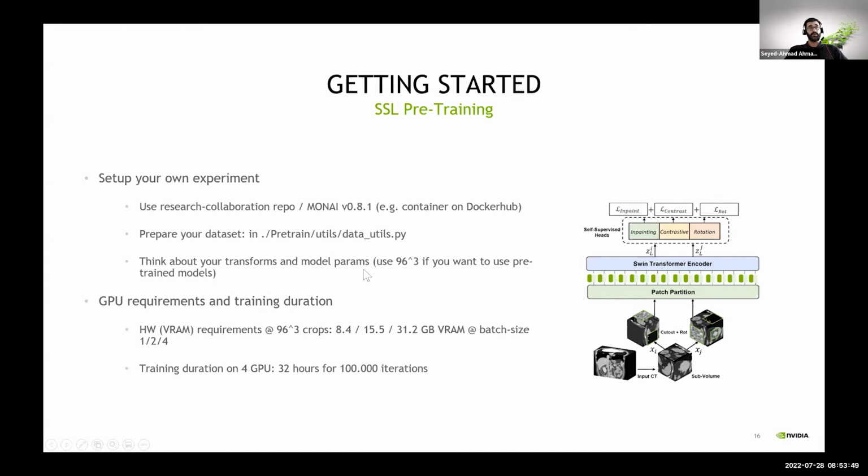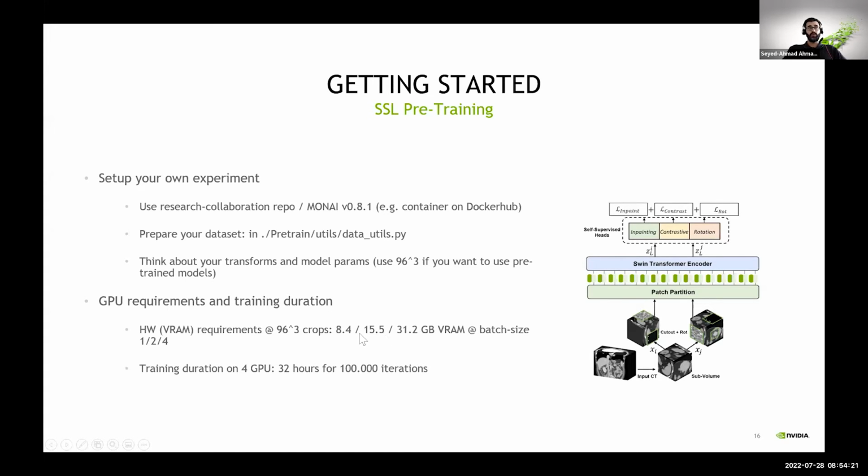Think about your transforms and model parameters. Again, use 96 cubic if you want to later use the pre-trained models, or if you want to be in alignment with the paper. A few notes about GPU requirements. I tried it briefly only. So if you have 96 cubic crops and you want to pre-train, at a batch size of 1, you need 8.4 gigabytes of VRAM, which is a fairly realistic size for many GPUs in academic centers.